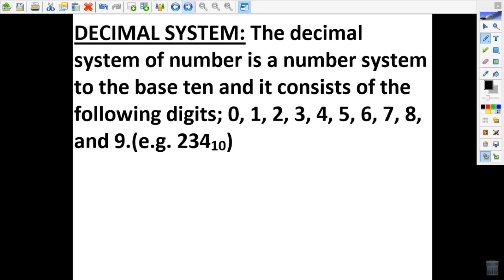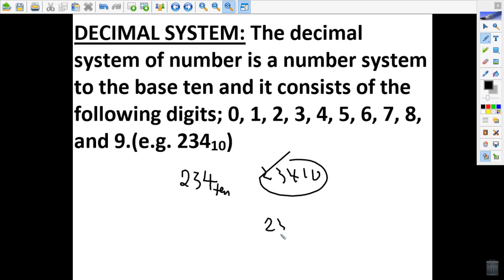The decimal system. The decimal system of number is a number system to the base 10, and it consists of the following digits, 0 to 9. We have an example of how to write a number in base 10. Sometimes it can be written as 234 base 10. You can see where the 10 is. If you write 23410, this is not how to write a number in base 10. That has to be a subscript.